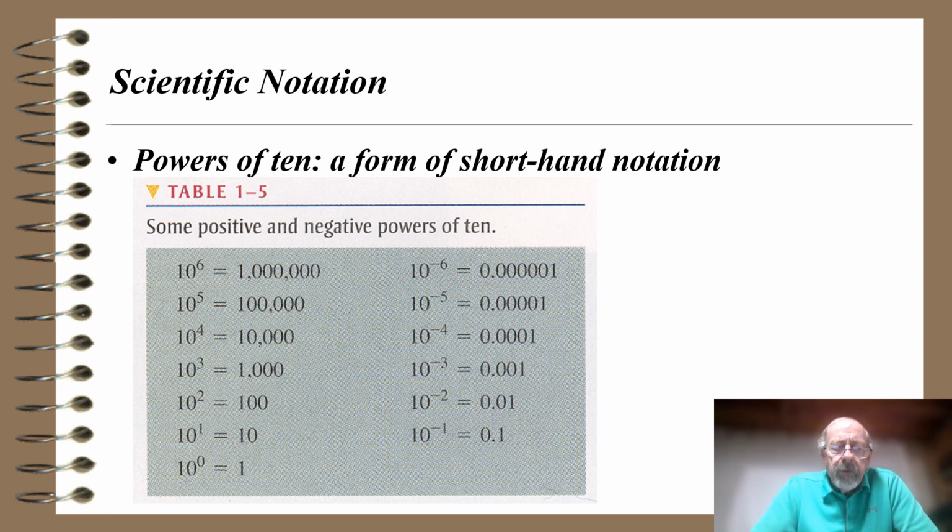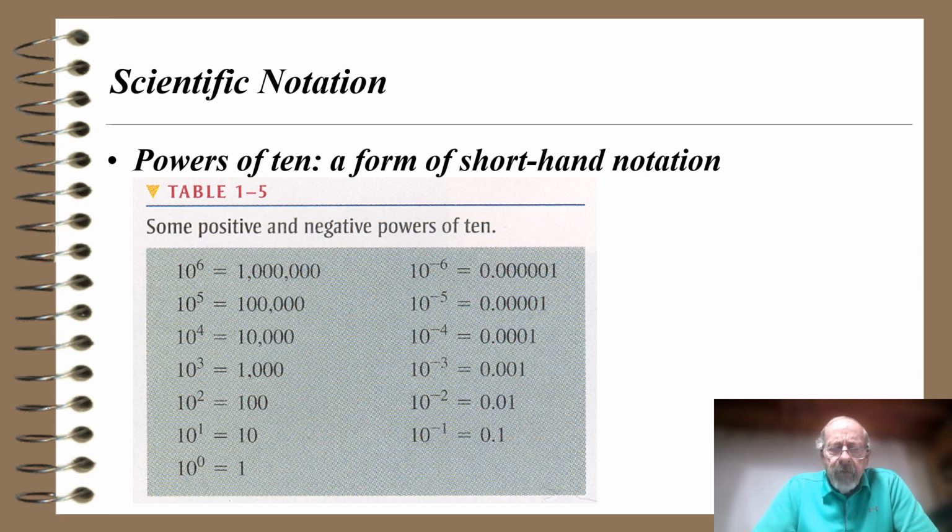So this chart shows you 10 to the 6th is 1 million, 10 to the 5th is 100,000, 10 to the 4th is 10,000, 10 to the 3rd is 1,000, 10 to the 2 is 100, 10 to the 1 is 10, and 10 to the 0 is 1. Anything to the 0 power is 1. That makes the mathematics complete.